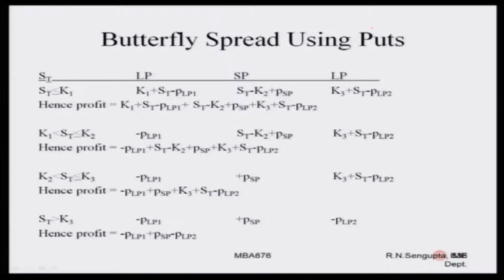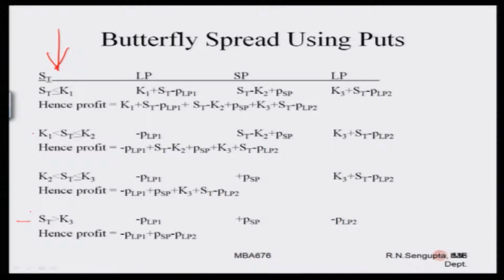If you follow the same fundamental principle, the 0th column or the first column, whatever you denote, is the domain space of ST. In the first instant, ST is less than K1. In the second instant, which is this one, ST is between K1 and K2. In the third instant, ST is between K2 and K3. And the final instant, the last row, is ST greater than K3.